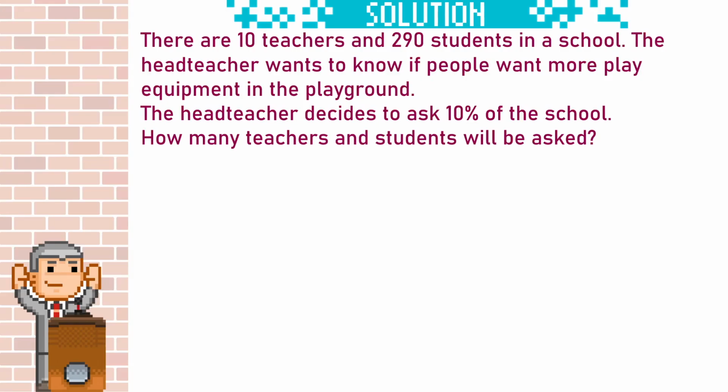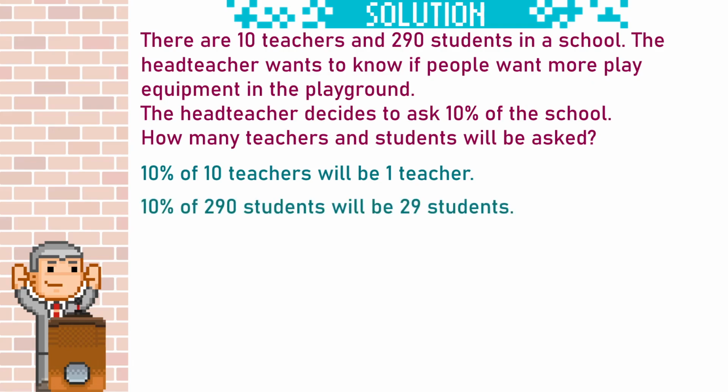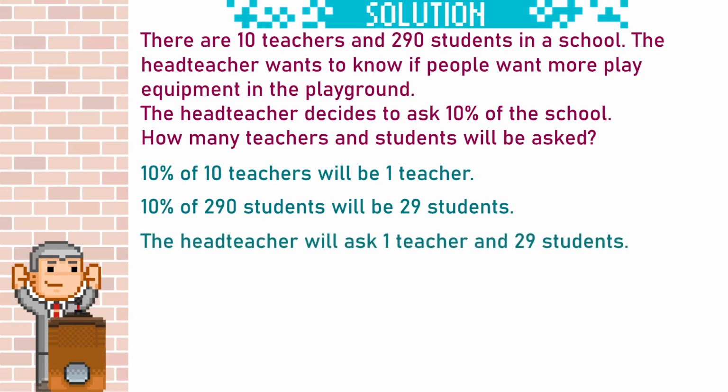In this question, we're told that the head teacher decides to ask 10% of the school, and we're asked to find how many teachers and students will be asked. If 10% of the school is being asked, and there's 10 teachers, 10% of 10 will be one teacher in the sample. Similarly, 290 students, 10% of that will be 29. So the head teacher will ask one teacher and 29 students.